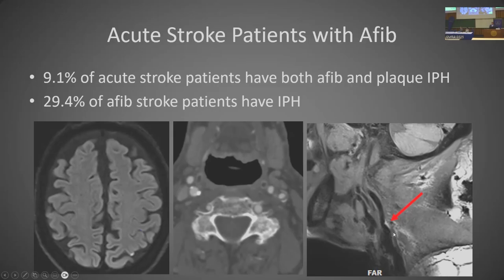But then when we did the vessel wall imaging, you can clearly see that there is intraplaque hemorrhage abutting the lumen within that plaque right at that carotid bulb.